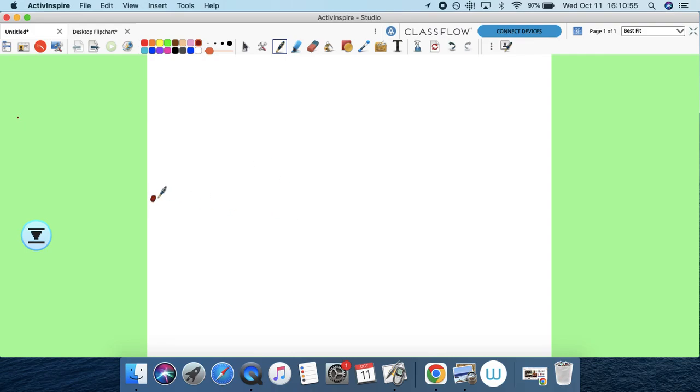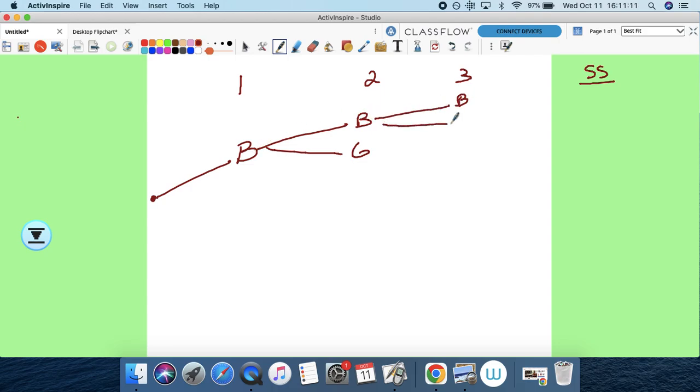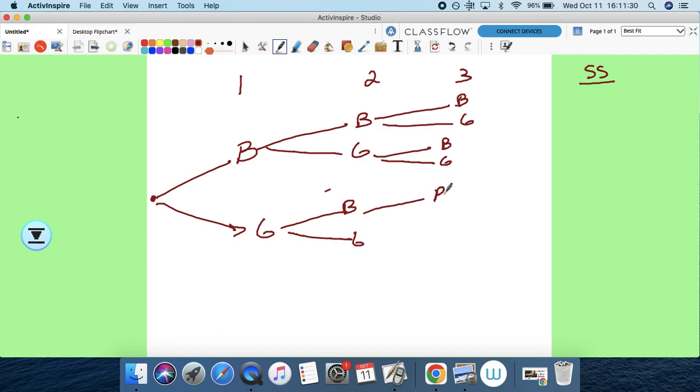Now, this one, let me write this: first child, second child, third child, my sample space. The first child is a boy. The second child could have been a boy or a girl. The first child was a boy and the second was a boy. The third child could have been a boy or a girl. First child was a boy, the second was a girl, the third child could have been a boy or a girl. If the first child was a girl, then the second child could have been a boy or a girl. And then if the first child was a girl, the second was a boy, you could have had a boy or a girl as well. And likewise for the third.